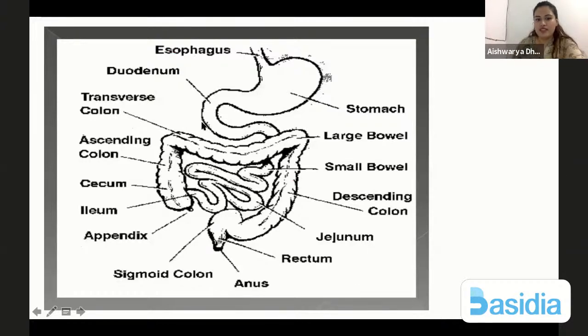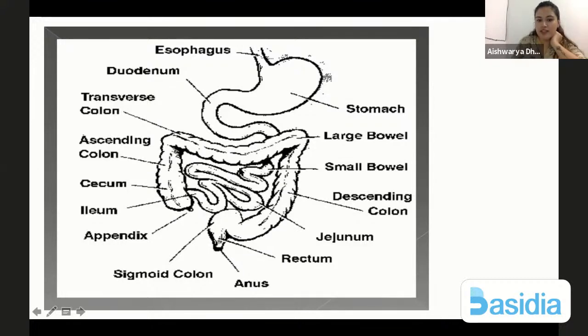So this is just an overview of the small intestine and the large intestine along with the stomach. This is the esophagus, J-shaped stomach, U-shaped duodenum. This duodenum is receiving food. It is receiving juices from the pancreas and your bile, from the liver also. It is guarded by the sphincter of Oddi.